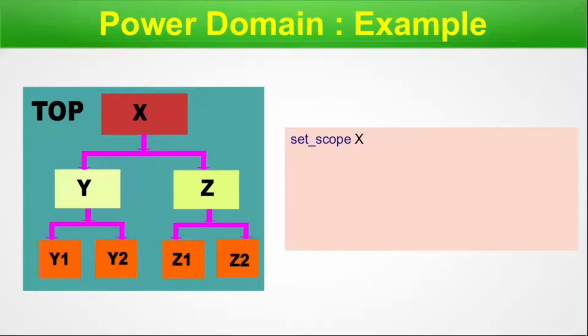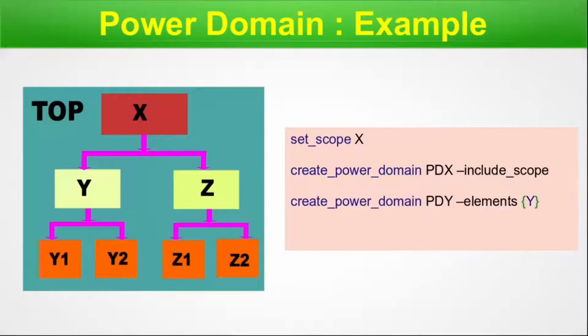Set scope X. We are setting the scope X, which is at the top level. Create power domain PDX, and we write include scope. That means when we create power domain X, which is the red box in the left figure, we include the already defined scope that we have just defined in the line before. Next, we write create power domain PDY and elements Y. You can see the picture clearly. And next we write create power domain PDZ, then elements Z. So this way we can create a hierarchical power domain.